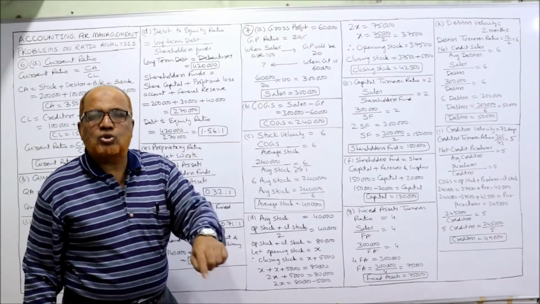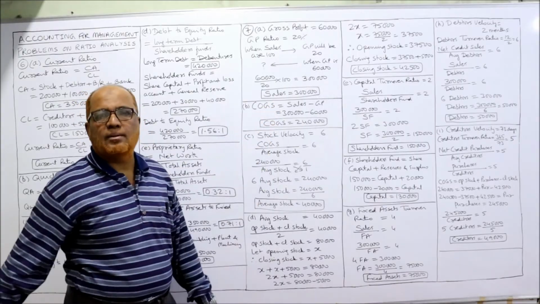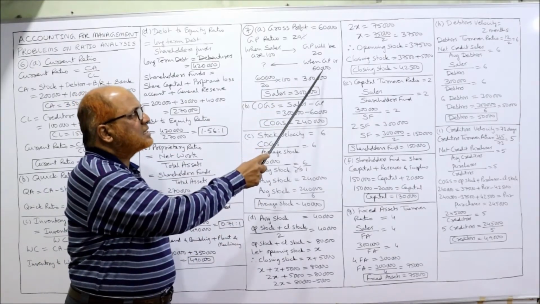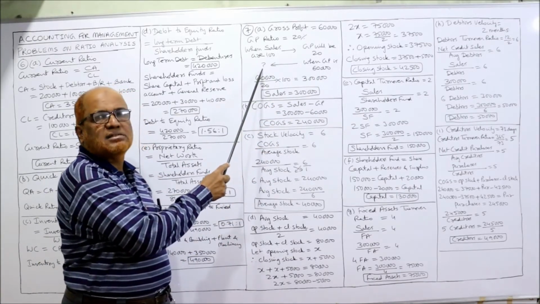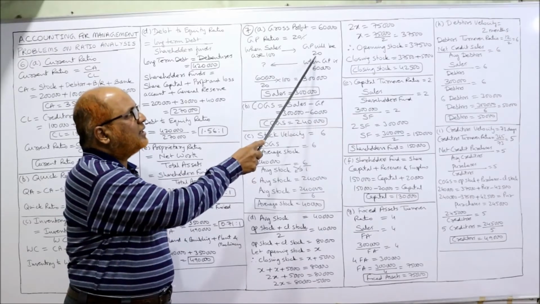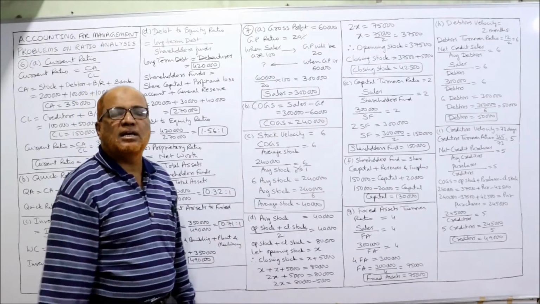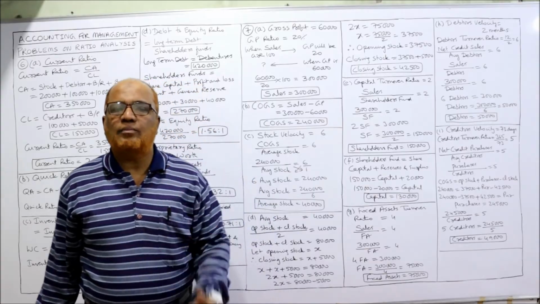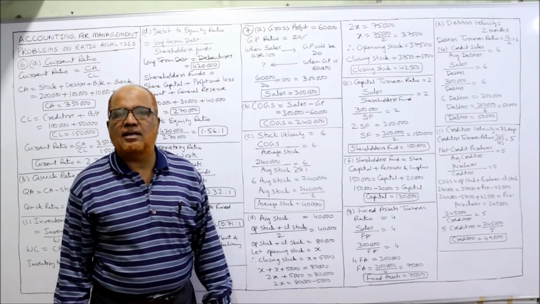But what is our actual gross profit? 60,000. When the gross profit is 60,000, how much would be the sales? So 60,000 divided by 20 into 100, you'll get 3 lakh. So one item we got: sales are 3 lakh.